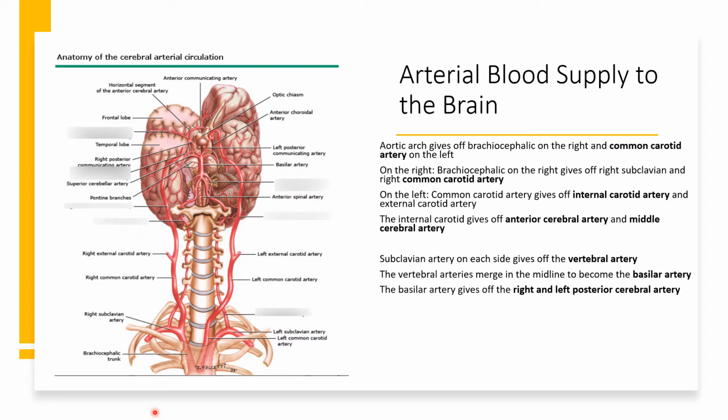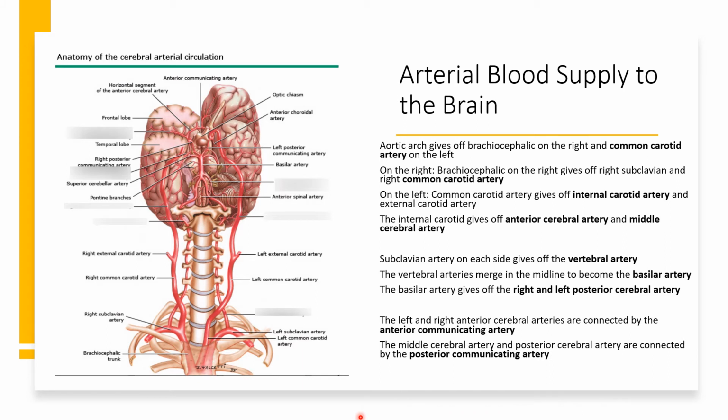In addition, on each side, the subclavian artery gives rise to the vertebral artery. So you've got a vertebral artery here, vertebral artery here. It goes in through the C6 transverse foramen, and then these two vertebral arteries merge in the midline and give rise to the basilar artery. The basilar artery in turn gives off the right and left posterior cerebral artery.